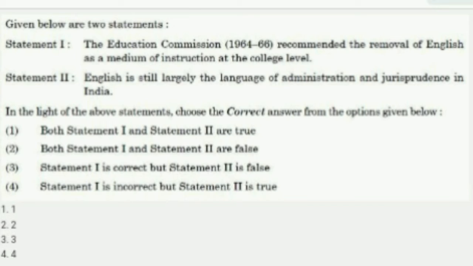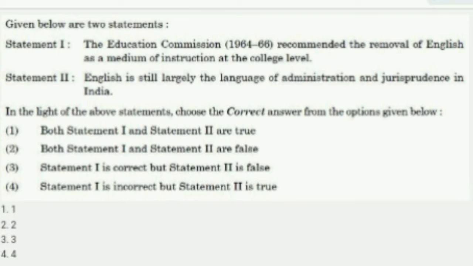Statement number 2, English is still largely the language of administration and jurisprudence in India. In the light of the above statements, choose the correct answer from the options given below. Option 1, both statement 1 and 2 are true. 2, both are false. 3, 1 is correct and 2 is false. 4, 1 is incorrect and 2 is true.